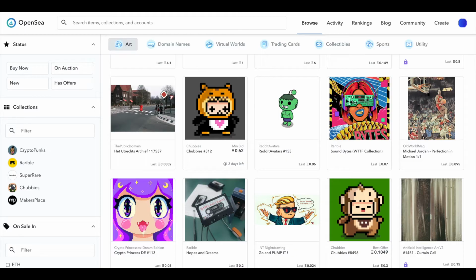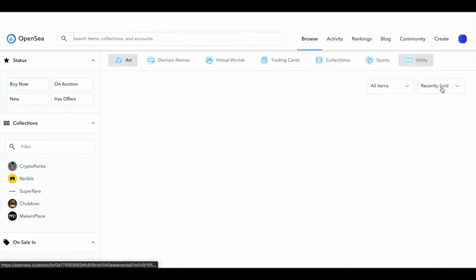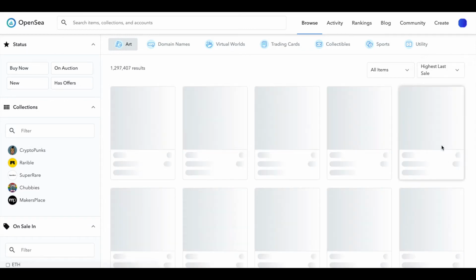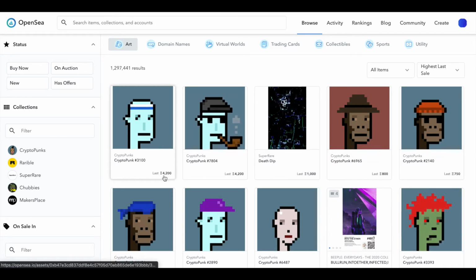But to show you what the most expensive stuff is going for right now, let's look at the highest last sale. So the most expensive thing that's been recently sold, these two CryptoPunks, 4,200 ETH. Pretty pricey since Ether is at about 1,700 right now. So this is roughly in the range of $6 to $7 million approximately.